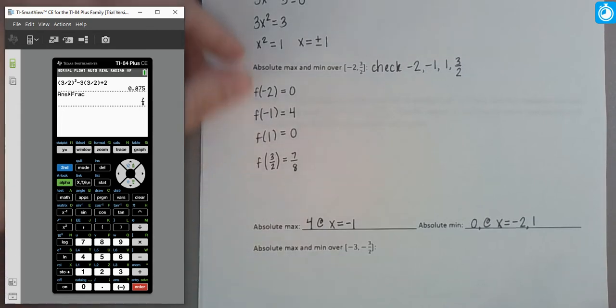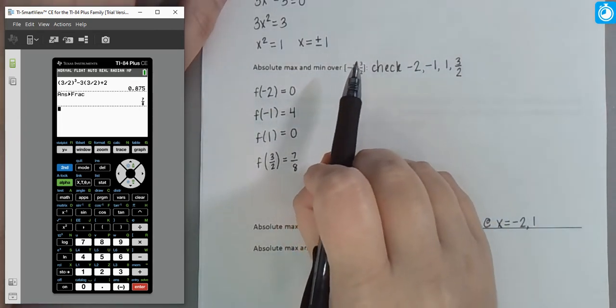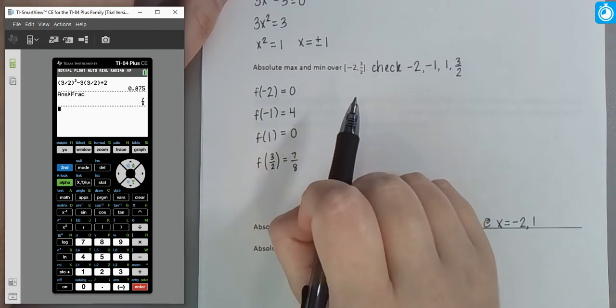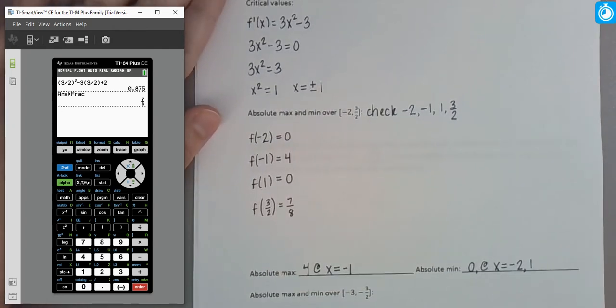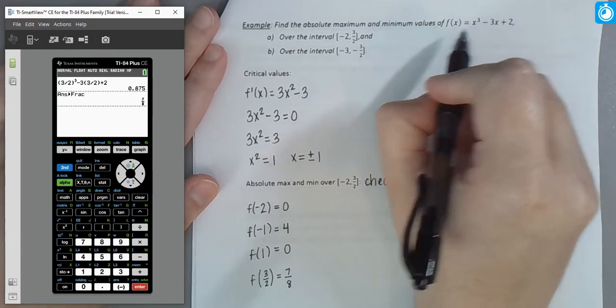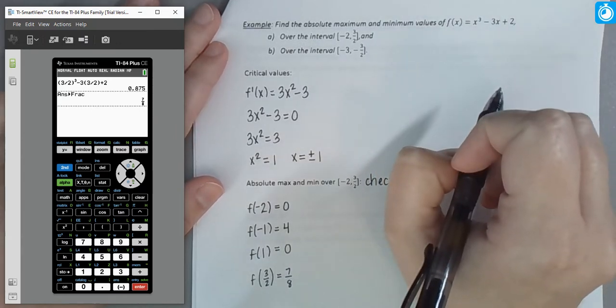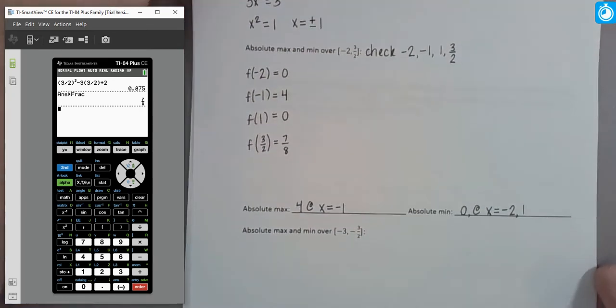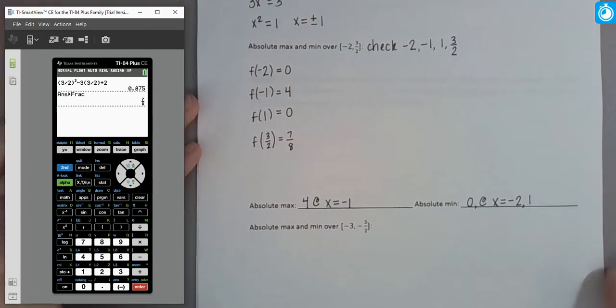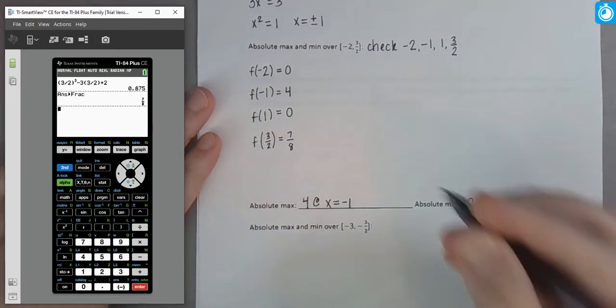Now, what happens when we change the interval? Here we were looking all the way from negative 2 to 3 halves, which is on the other side of 0. For the next interval, we're just looking over a range of negative values, so negative 3 to negative 3 halves. Now, we don't have to take the derivative again. The derivative is based on our original function, and we're still looking at the same function, so it still has the same critical values. So what we now have to decide is what values we will check based on the interval we're looking at.